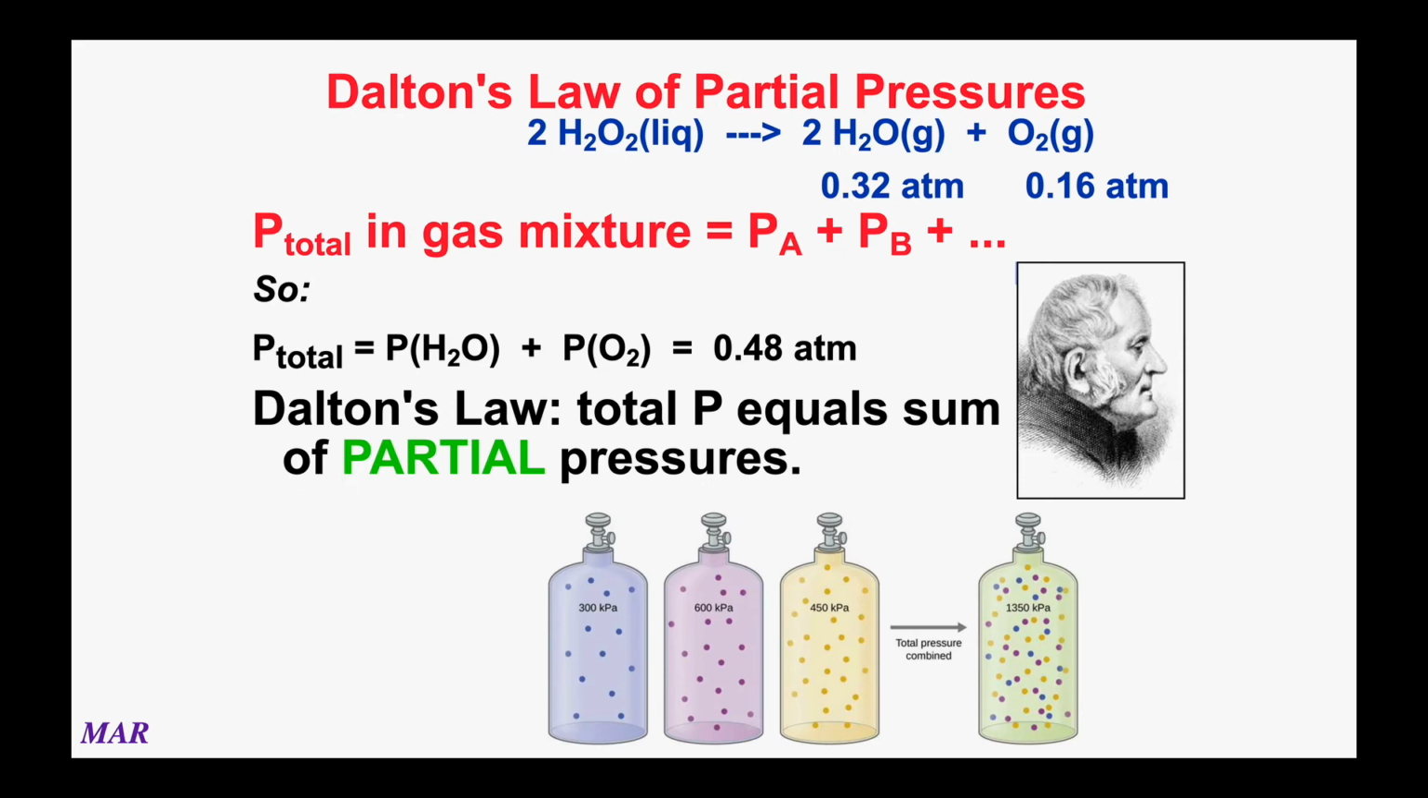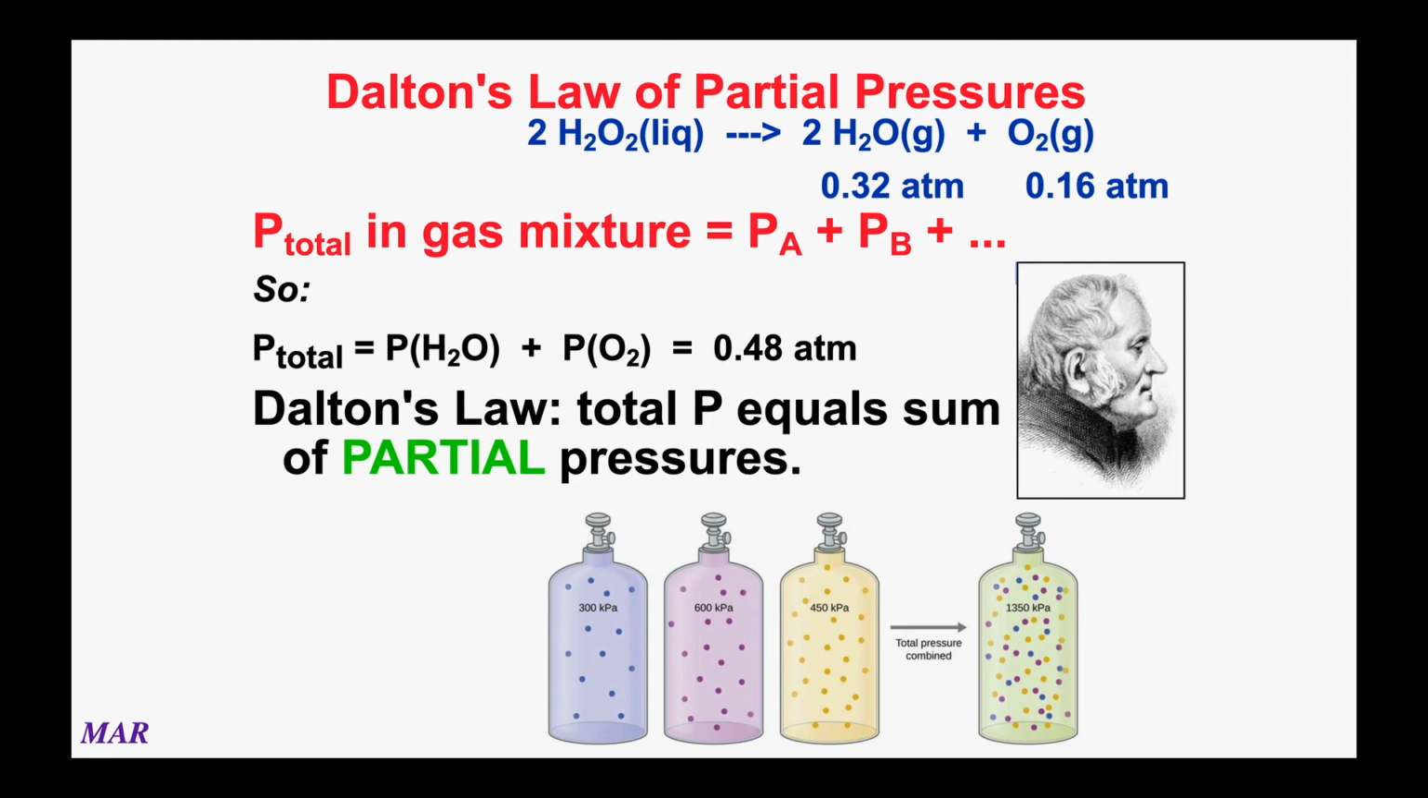Dalton was the one that figured that the sum of the individual gases equals the total pressure in a gas. So if the water gas was 0.32 atmospheres, and that's what we looked at earlier, plus the pressure of the oxygen 0.16 atmospheres, the total pressure of all the gases will just be the sum of the individual ones, 0.48 atmospheres. This is called Dalton's law of partial pressures, and all it means is that you just add up the individual pressures to get the total pressure.